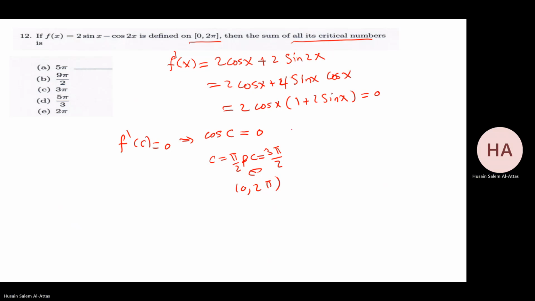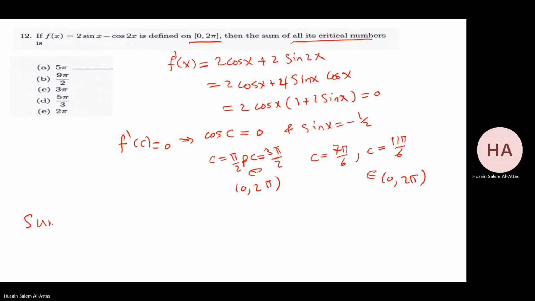Okay. And they have sine x equals minus half. Minus half means third and fourth quadrant. And the reference angle is pi over 6. So c in the third is pi plus pi over 6, which is 7 pi over 6. And the fourth is 2 pi minus pi over 6, which is 11 pi over 6. And this belongs to the interval. Actually, I found them in that interval.